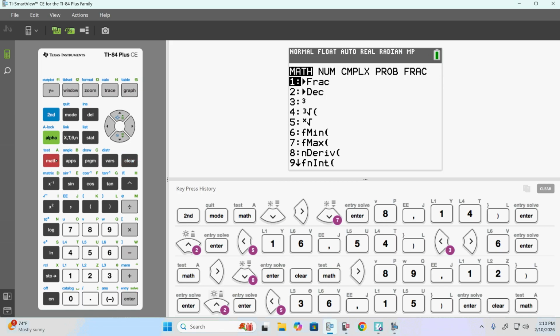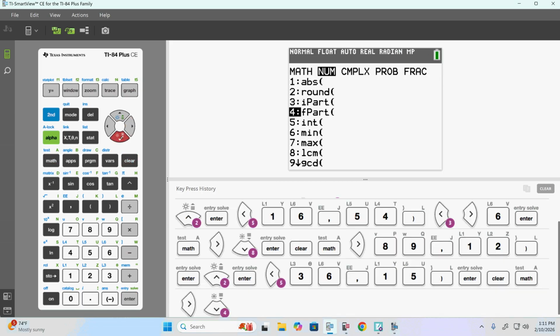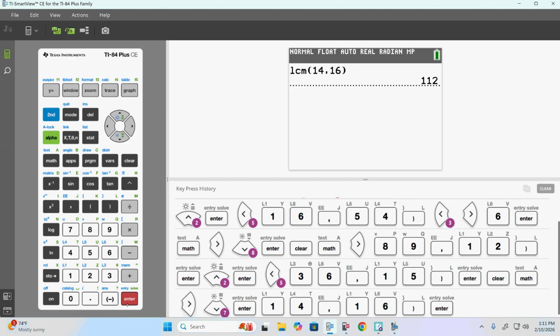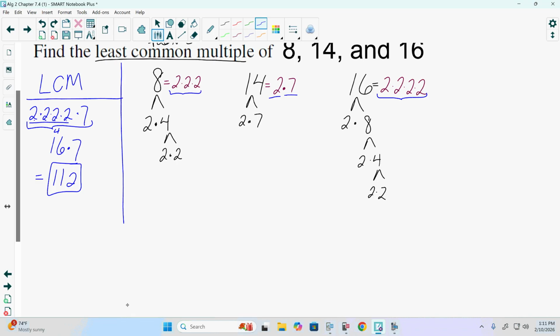On the graphing calculator, if we go math over to number, it'll do numbers. It won't do anything else. It won't do expressions, but it will do numbers. Does this make sense?